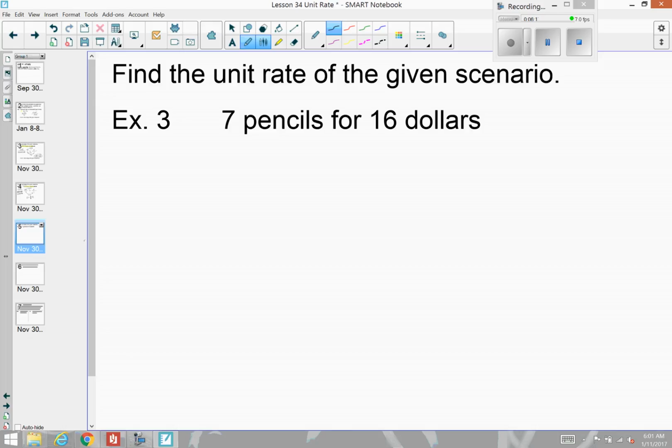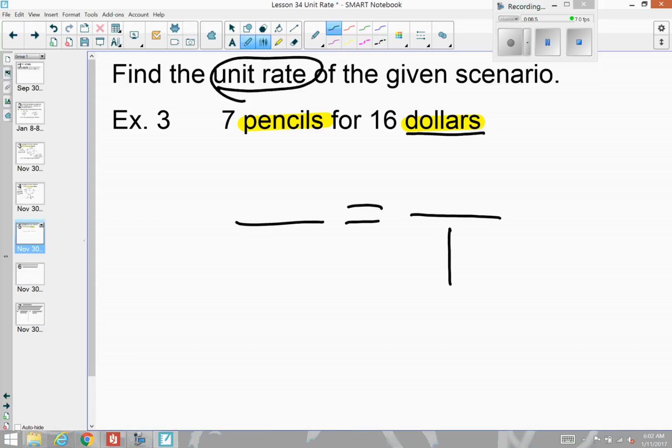All right, this time we're looking for 7 pencils that cost $16. Since we wrote out the word dollars, it came after the fact. So let's figure this out. Again, what are we comparing? We're comparing pencils and we're comparing the cost in dollars. Set up our 2 ratios that are equivalent to each other. Since we're looking for our unit rate, we're going to have a denominator of 1 in our final ratio.